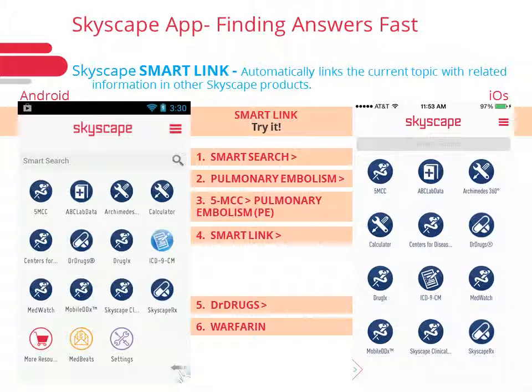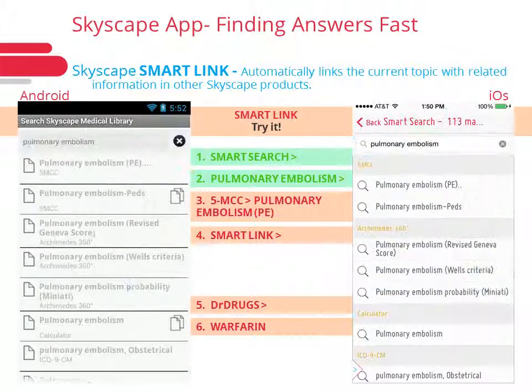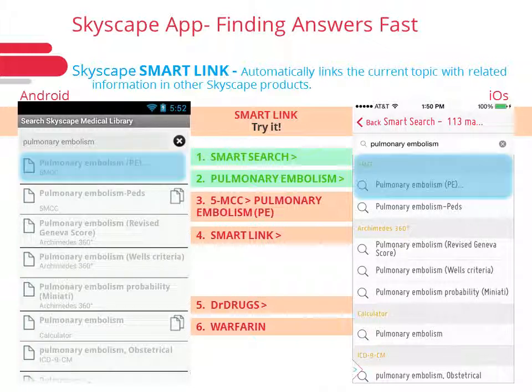Let's try a Skyscape Smart Link. Remember, Smart Link allows you to automatically link the current topic with related information in other Skyscape resources. Let's do another smart search, this time for pulmonary embolism. When we search for pulmonary embolism, you can see Skyscape go through and find all the matches. Let us choose the 5-minute clinical consult resource from our list.